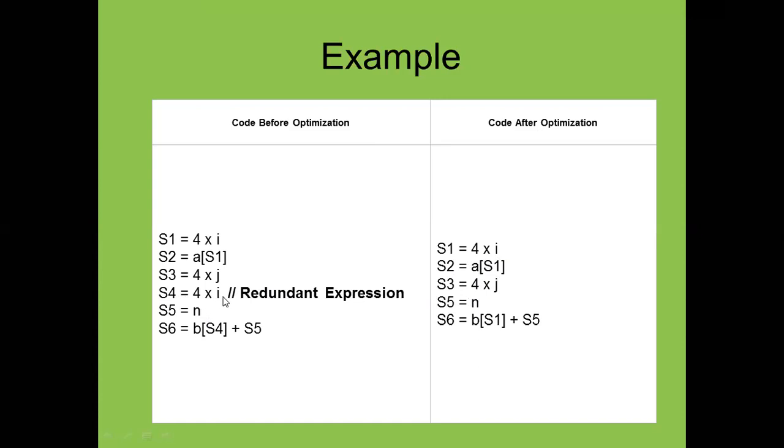Suppose while writing a long expression, there is a 4 star I, and then plus 4 star J, and again plus 4 star I, so 4 star I is repeating. We cannot choose a new variable for the repetitive expression. So avoid this. This is called redundant expression removal.